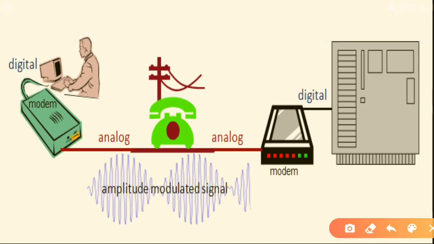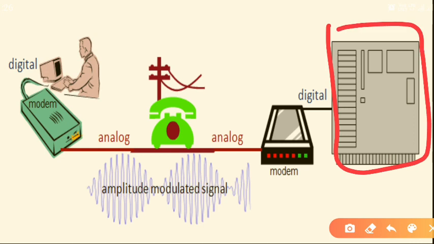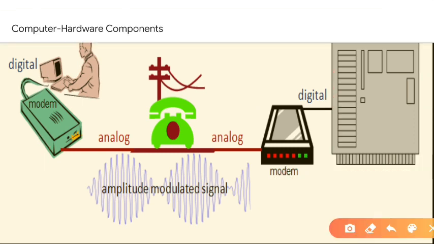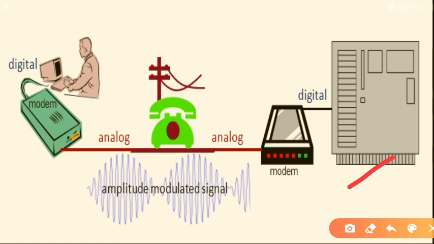Okay, suppose this is a computer. It's a server computer. See, one modem is over here and another modem is over here. Okay students, so this is a server computer, and this is a person. When you are browsing the internet, what happens is that you send a signal. That signal is in digital form and it goes to this modem. This modem converts this digital signal into analog signal.